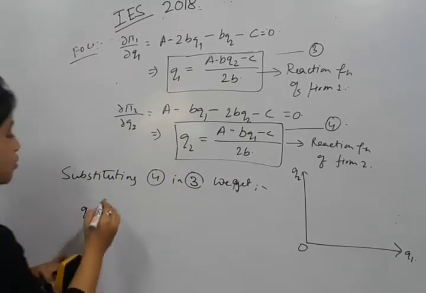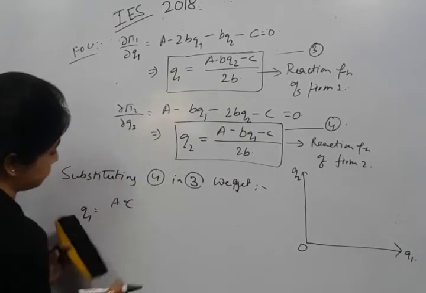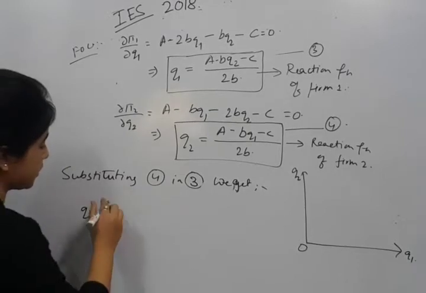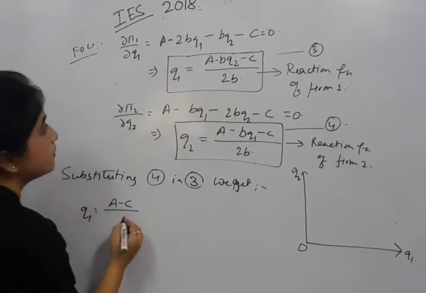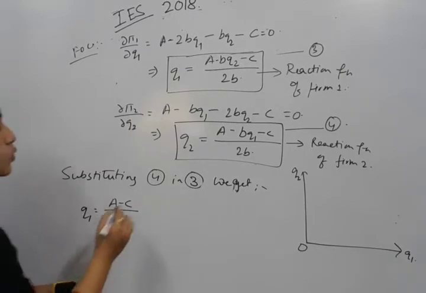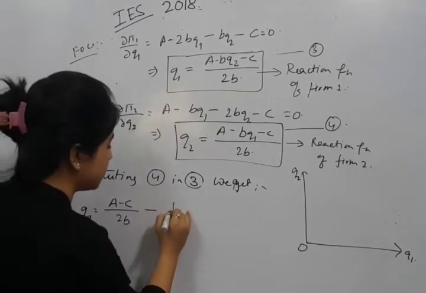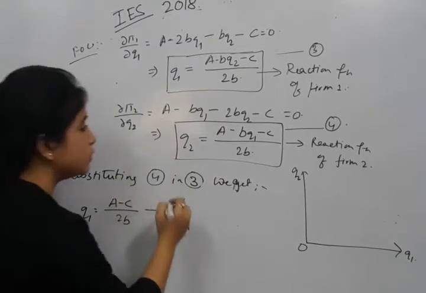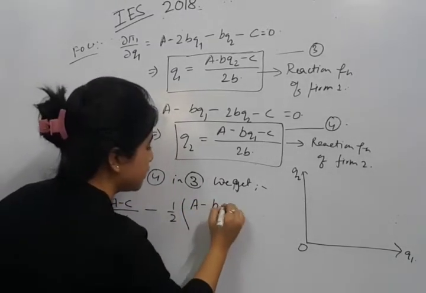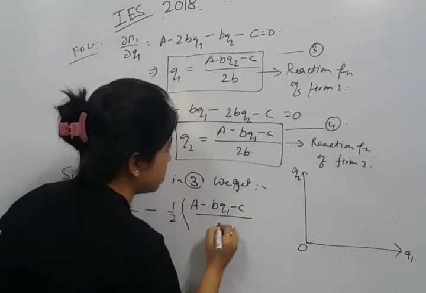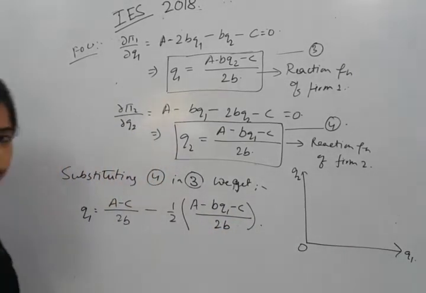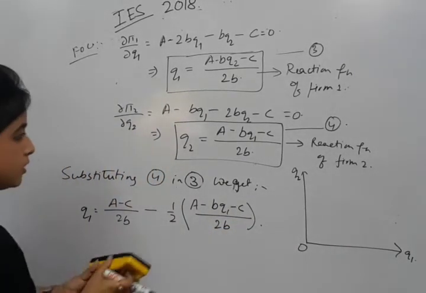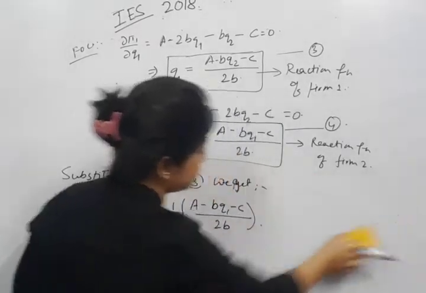Okay, so we have Q1 equals (A minus C) by 2 minus half, and in place of Q2 I am just substituting this value. Okay? We are going to do this later.